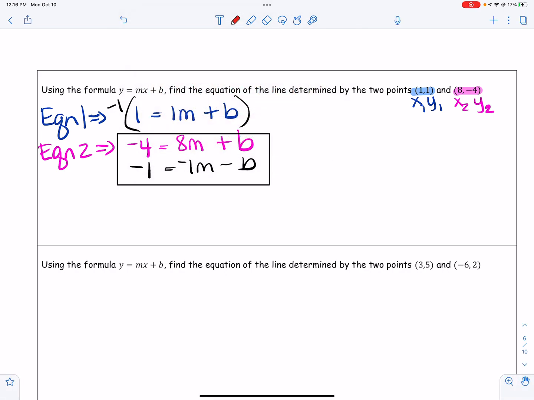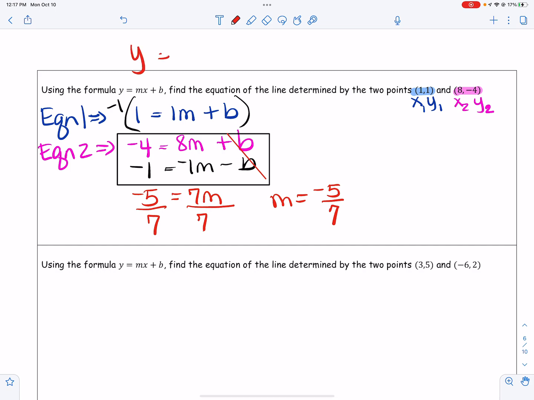And so -1 and -4 make -5. 8 minus 1 makes 7m, and the b's cancel. And then I divide by 7. And so m, which is my slope, is -5/7. Now they want the final answer to be in this format: y equals blank x plus blank, which is b. Okay, so right now we've already figured out that the slope is -5/7.